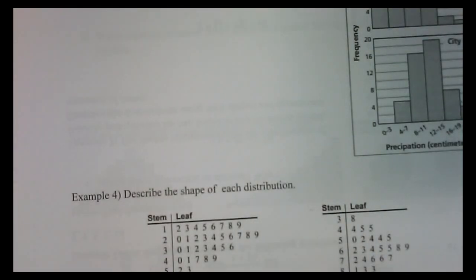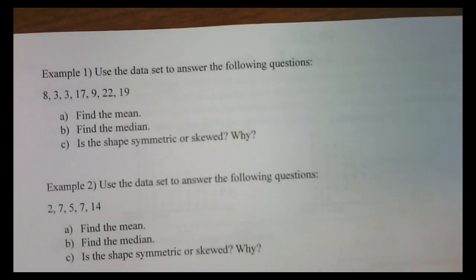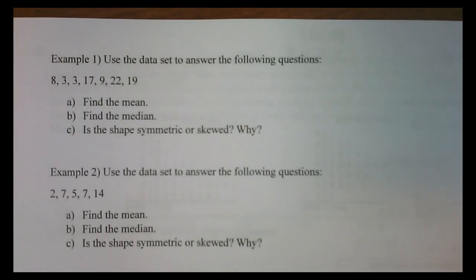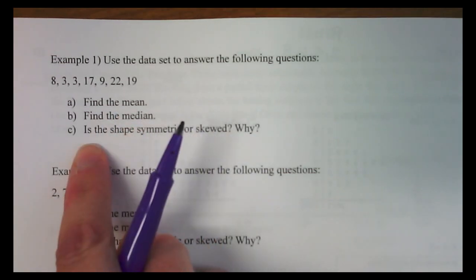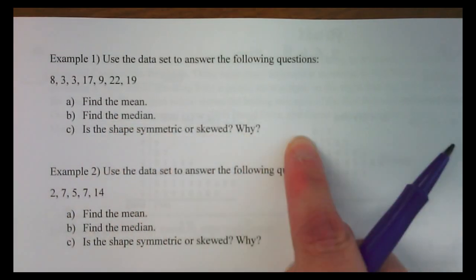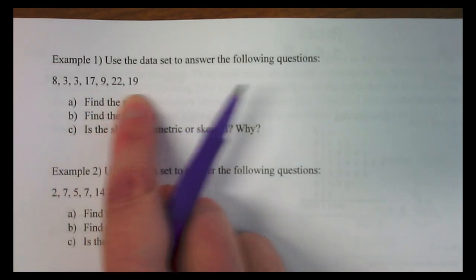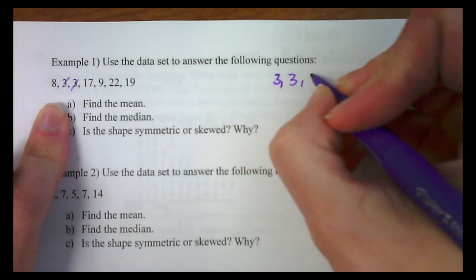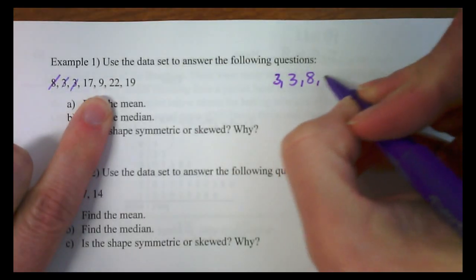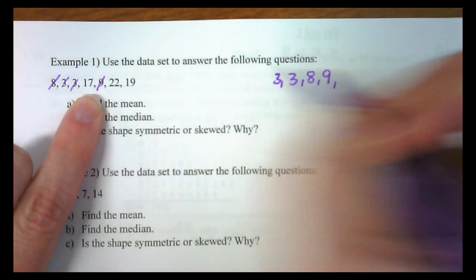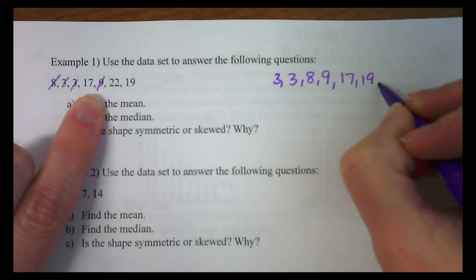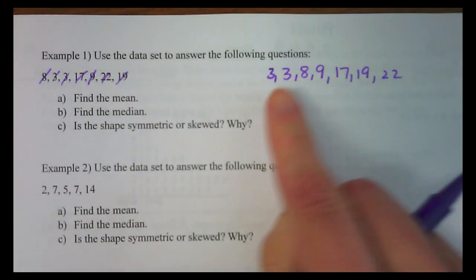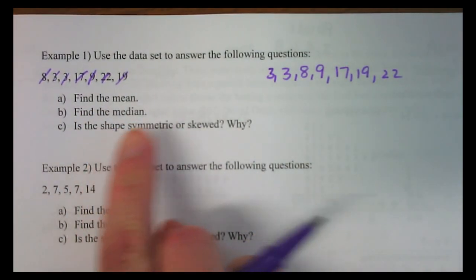Now we're going to look at some examples. It says use the data set to answer the following questions. So find the mean, find the median, is the shape symmetric or skewed, why? So the first thing I'm going to do is put these numbers in order from least to greatest. So I have a 3 and a 3. I like to mark them off as I use them so I don't make any mistakes. A 8, a 9, a 17, a 19, and a 22. And I've used everything.